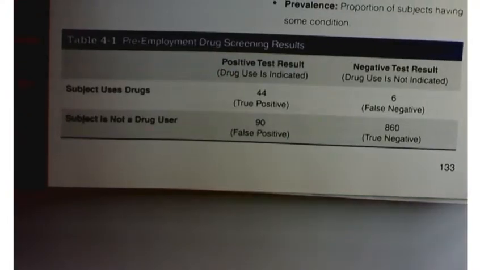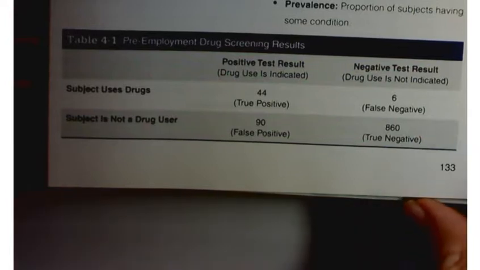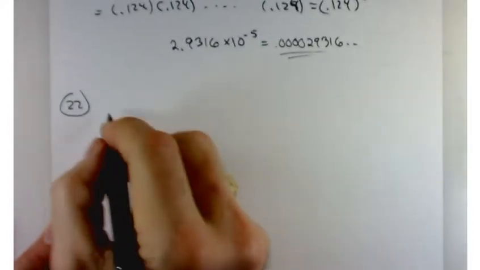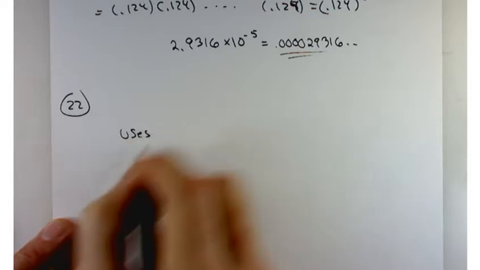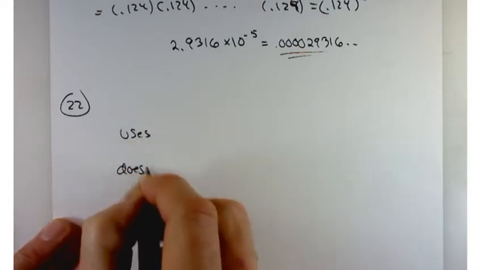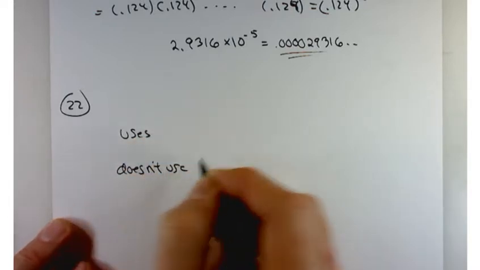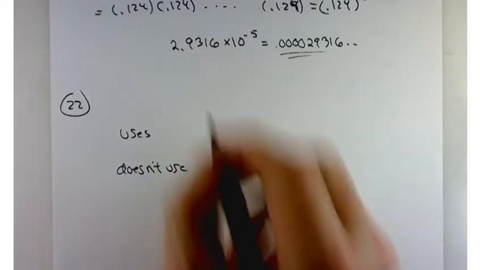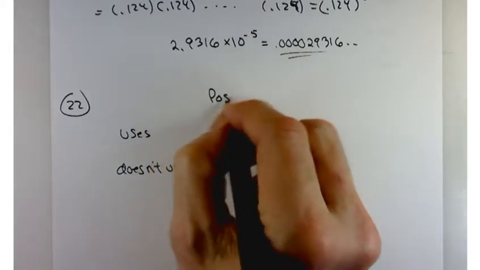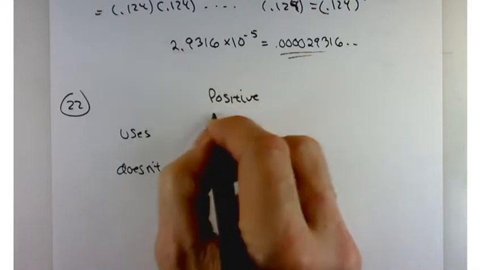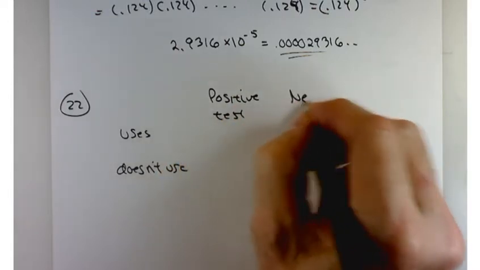So we've got positive results and negative results. And let me just copy that down for us here. And I'm going to be a little bit more short with my descriptions. Let's do uses, doesn't use, and then positive test, negative test.